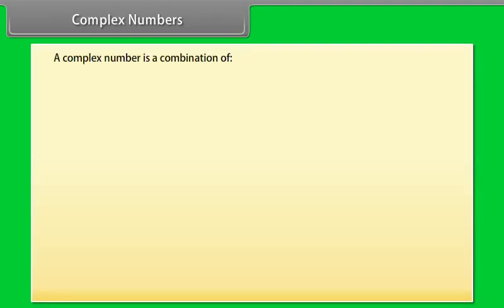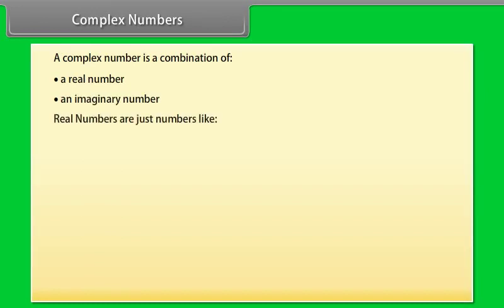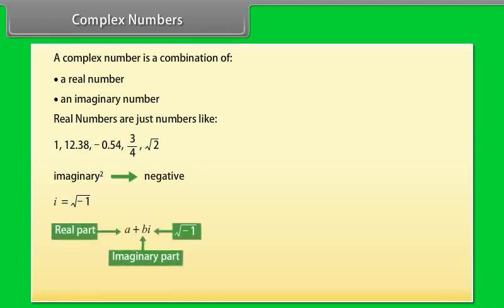Complex numbers. A complex number is a combination of a real number and an imaginary number. Real numbers are just numbers like 1, 12.38, minus 0.54, 3 by 4, square root 2. Imaginary numbers are special because when squared, they give a negative result. The unit imaginary number is i, that is iota, which is the square root of minus 1. a plus b iota is a complex number, a combination of a real number and an imaginary number. Examples are 1 plus iota, 39 plus 3 iota, minus 2 plus pi iota, square root 2 plus iota by 2.